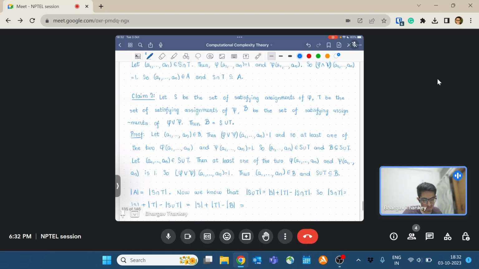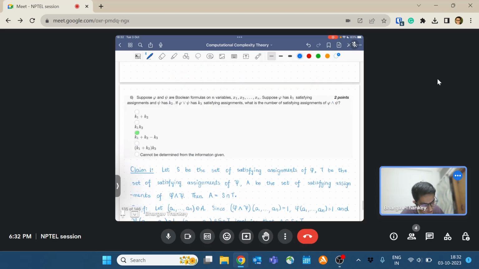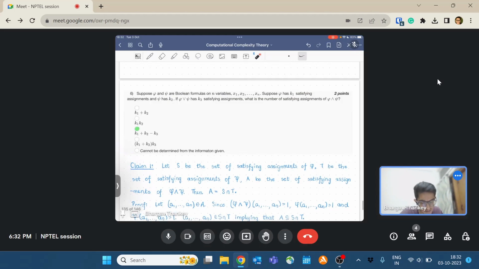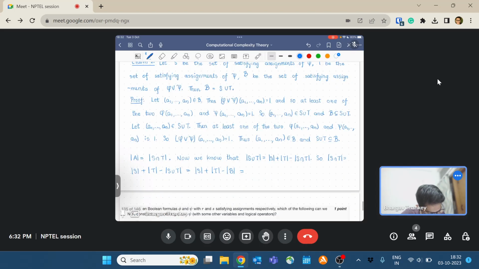So S is the set of satisfying assignments of phi. So size of S is K1. T is the set of satisfying assignments of psi. So its size is K2. And P is the set of satisfying assignments of phi or psi. So its size is K3. So the answer is K1 plus K2 minus K3. So is this fine?